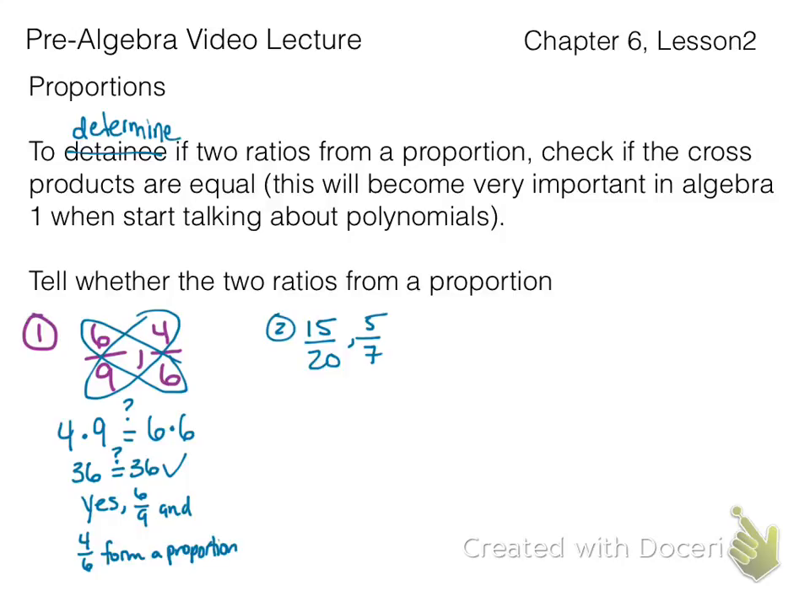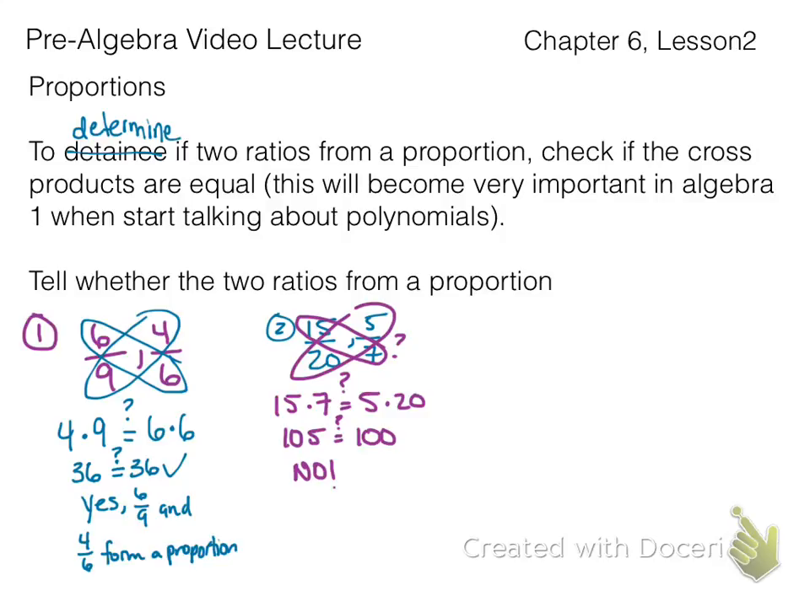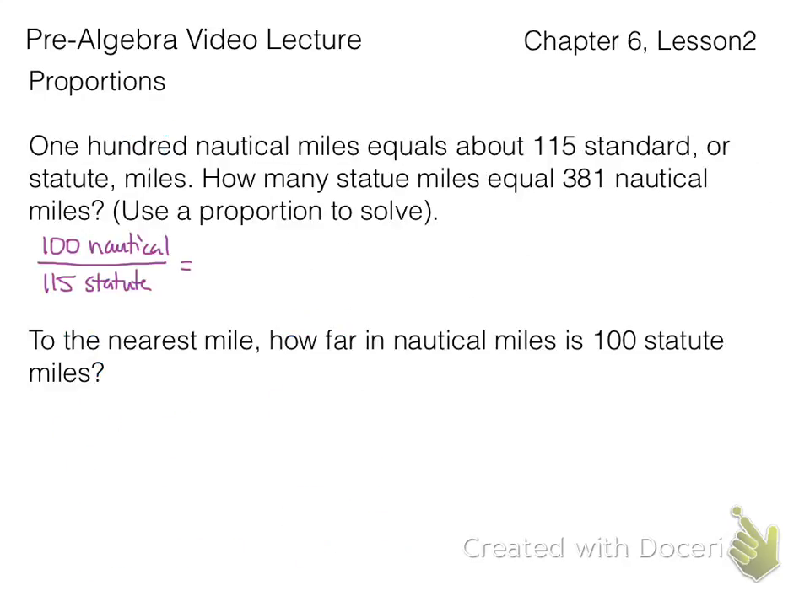All right, 5/20 and 5/7. Do they equal each other? Well, 15 times 7 is 105, and 5 times 20 is 100, so no, they are not forming a proportion. All right, last slide, some word problems.